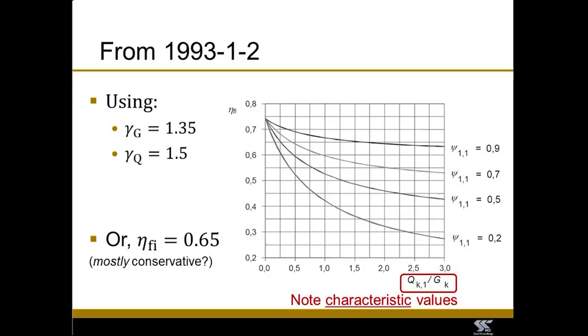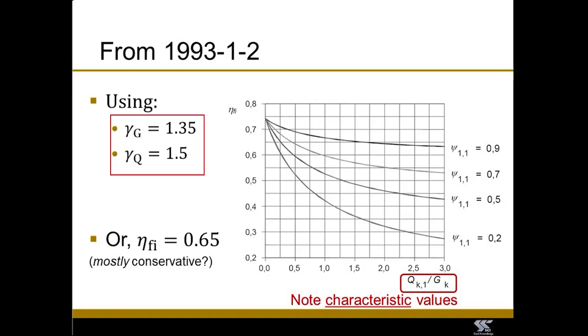So you find these graphs in EN 1993-1-2. You also find them in EN 1994-1-2. Okay, so here is the one out of EN 1993-1-2. They are exactly the same. This graph is plotted over on the left-hand side with a gamma G and a gamma Q of 1.35 and 1.5. So they are the recommended values, and they're the values that we adopt in the United Kingdom.